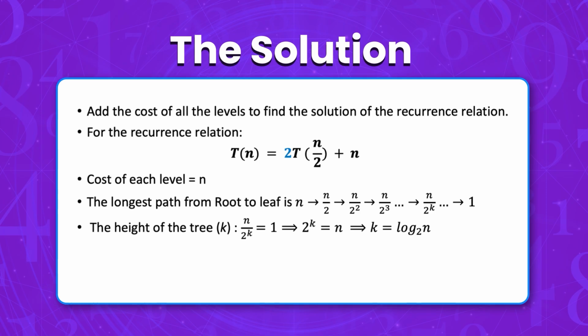This equation reduces to 2 to the power k equals n, which implies k equals log base 2 n. So at each step you have cost n, and log base 2 n is the number of steps. So our total cost becomes n log base 2 n.